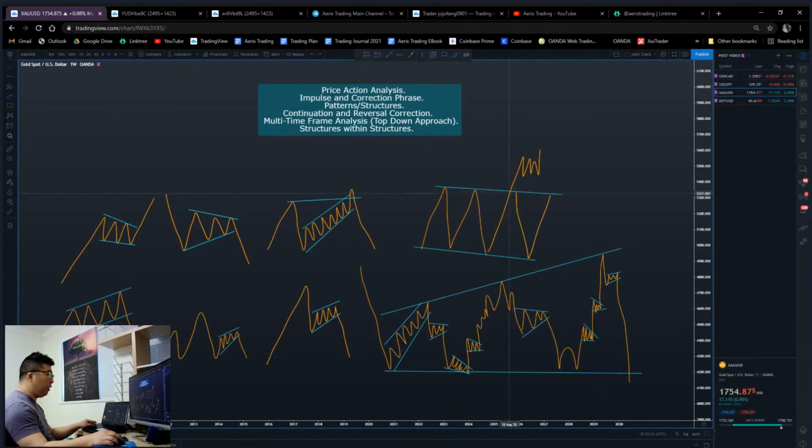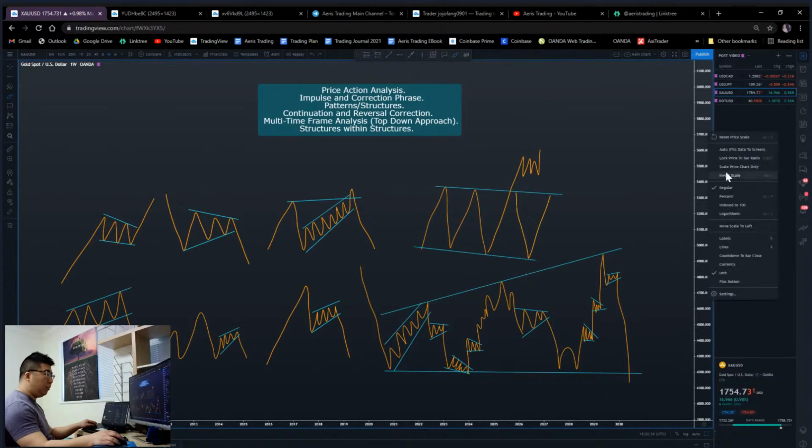We wait for the breakout. We wait for a confirmation of the correction to potentially enter, to confirm that this previous bullish flag or bullish price action is over and we're likely to see the next impulsive phase. We talk about multi-time frame analysis.